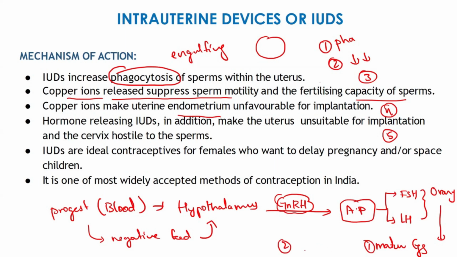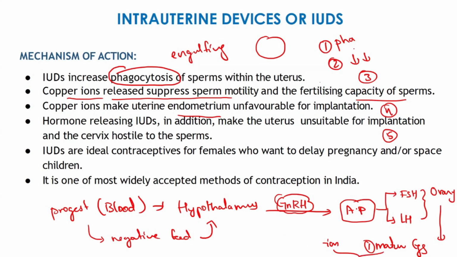Second one is, whatever matured eggs are there, they cannot be released, so ovulation is prevented. And the third way is preventing the implantation. So one is mature eggs cannot be formed, that means follicles will not mature. Ovulation will not happen. Implantation will not happen.